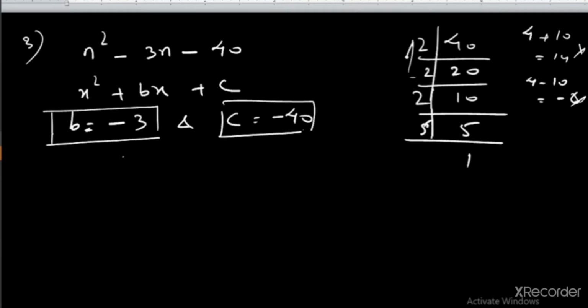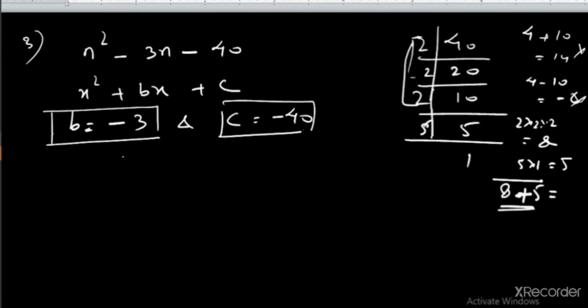What happens if we take all three 2s together? Let us see. 2 into 2 into 2 gives you 8. 5 into 1 gives you 5. Now 8 plus 5 will give you what? This pair is giving you 13. So it is not possible.